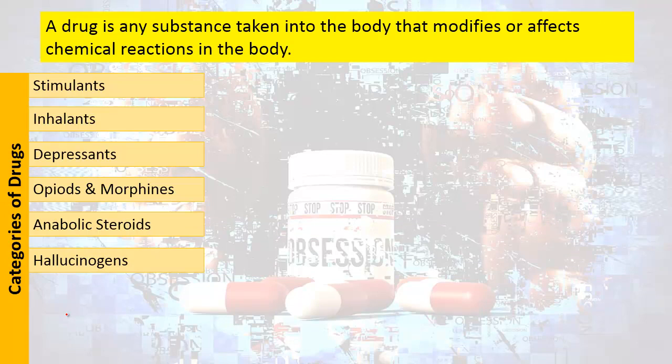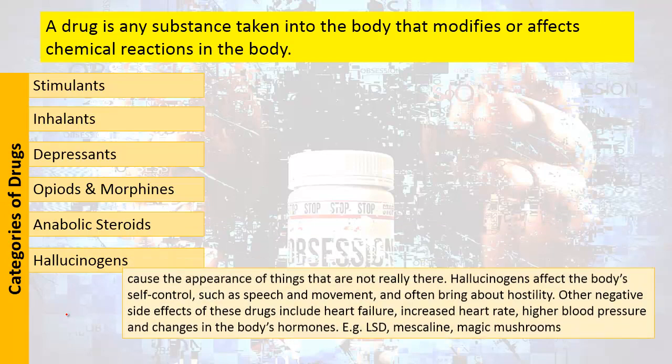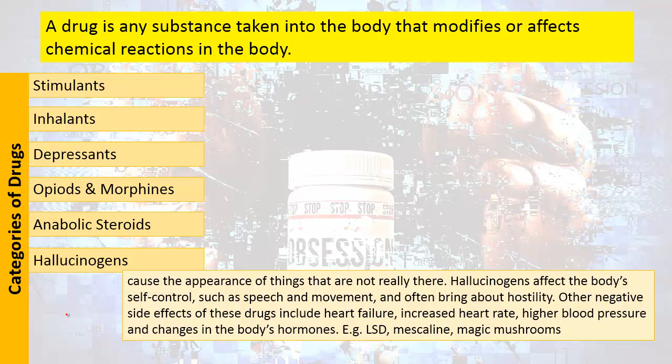The next category are hallucinogens. Again, these give the appearance of things that are not really there. They give you a good kind of feeling. They affect the body's self-control, such as speech and movement. And so they say people are able to shed their inhibitions when they have this.